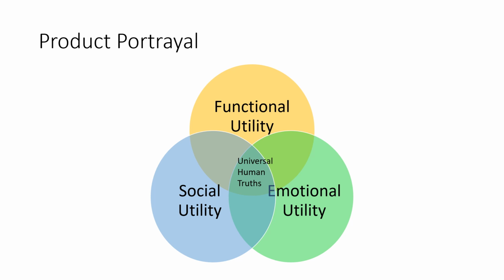Now, with regards to product portrayal, this has nothing to do necessarily with the content that's already on social media. This is more to do with what consumers buy into already. There's a couple different utilities that they look into. They look for a functional utility, which is how does the product work, an emotional utility, how does the product make me feel, and a social utility, how do other people view me when I'm using this product.